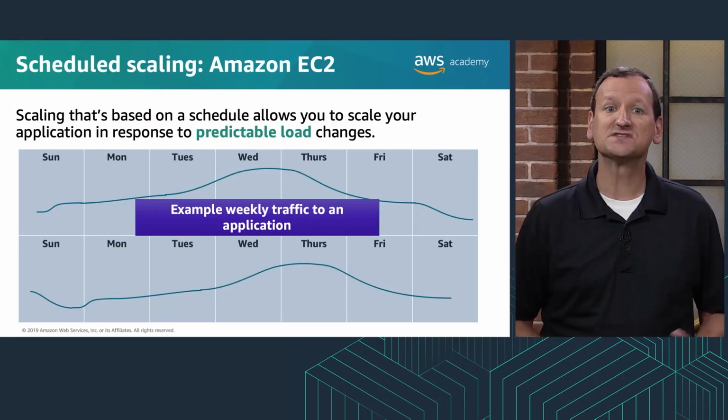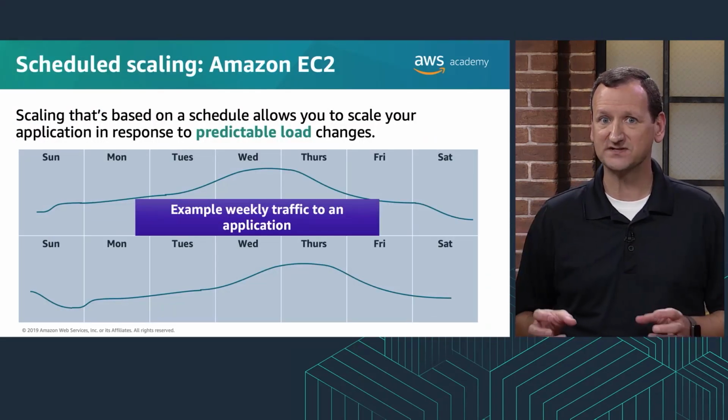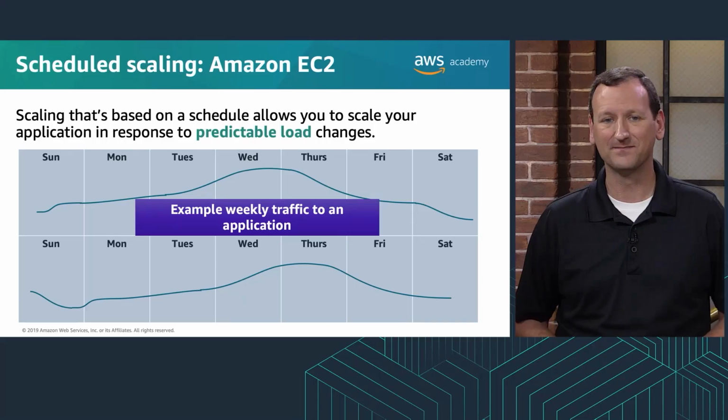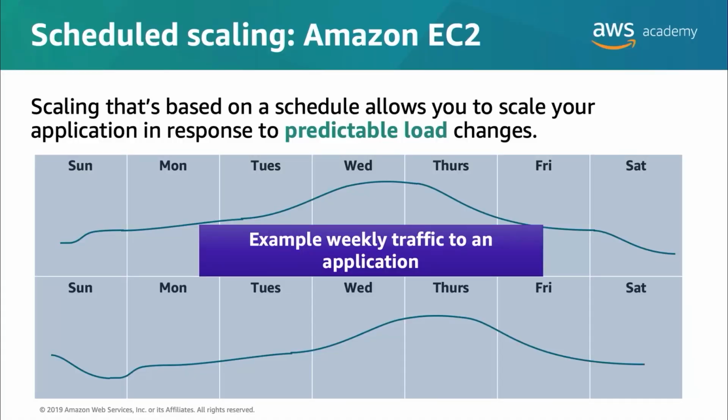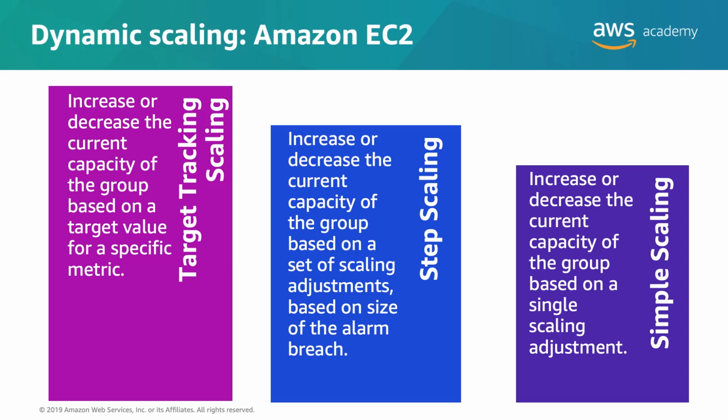You can also scale based on a schedule in response to predictable load changes, as seen here. For example, you notice that every week the traffic to your web application starts to increase on Wednesday. Traffic stays high on Thursday and then starts to decrease on Friday. You will soon learn the steps to configure an auto-scaling group based on a schedule.